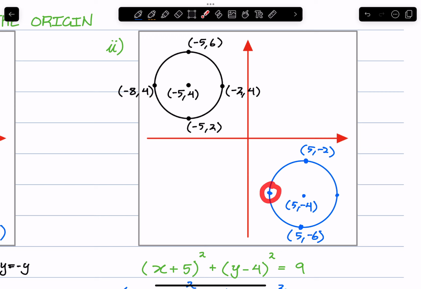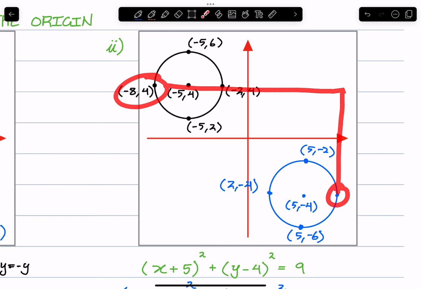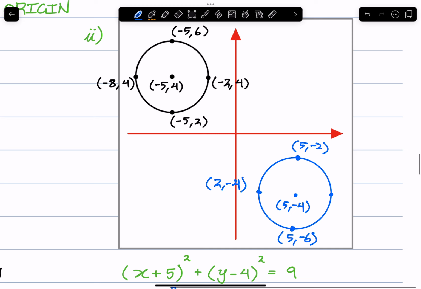Likewise, this point is actually not this one. It's actually this one here, because look, reflected on the y-axis and reflected on the x-axis. This point is actually positive 2, negative 4. And this point here is this corresponding transformed point. So this becomes positive 8, negative 4.